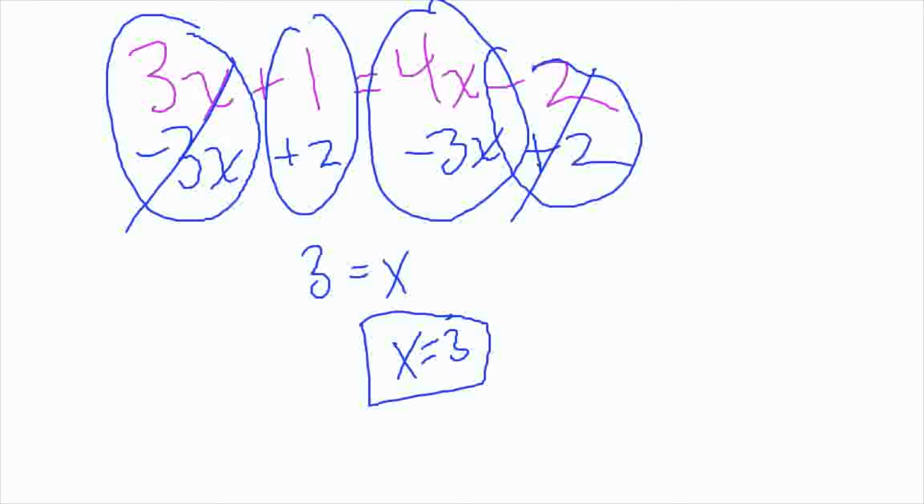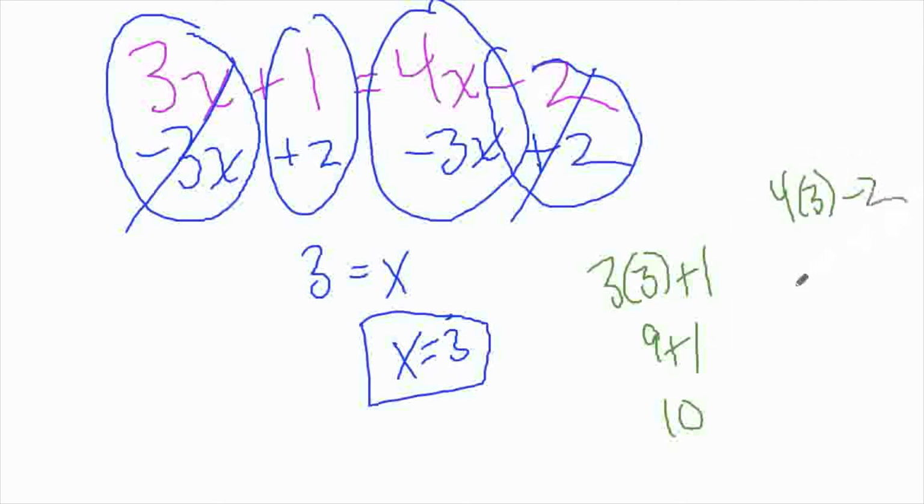Now let's end this video by checking if our answer is correct. So I'm going to plug the 3 into the purples on the left side. So 3 times 3 plus 1 gives 9 plus 1, or 10. On the right side, 4 times 3 minus 2 gives 12 minus 2, which also gives 10. So we are happy. That's how you solve equations.